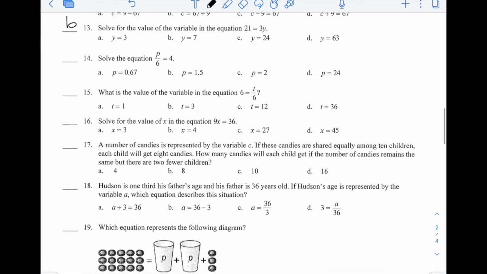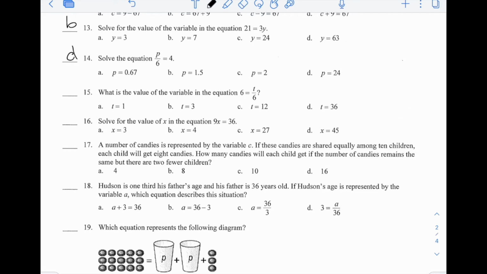Okay, solve p over 6 equals 4. So I have division on this one, so I'm going to multiply by 6 to cancel that, times 6. So p equals 24. We're saying that 24 divided by 6 equals 4. 24 divided by 6 is 4. So that one is correct.